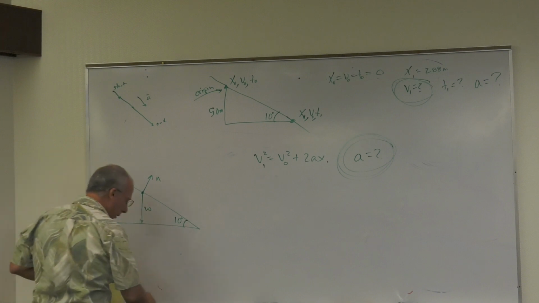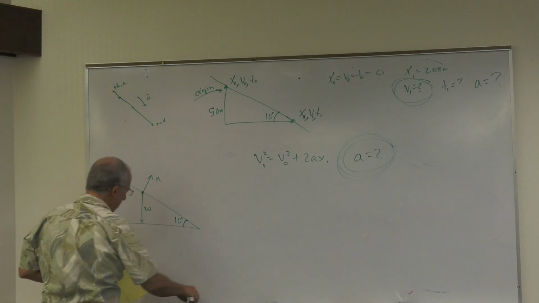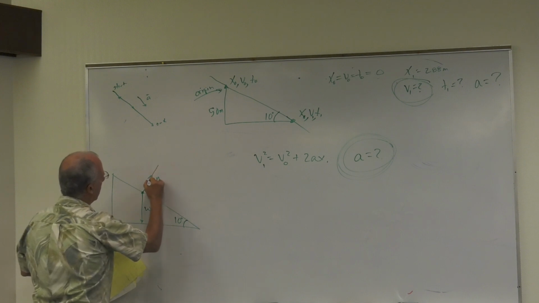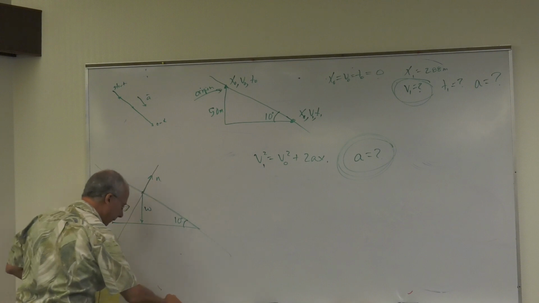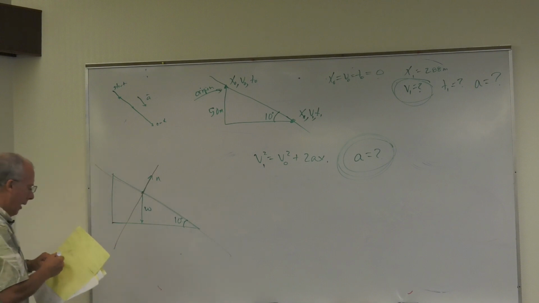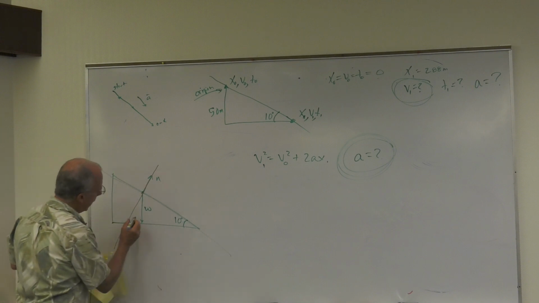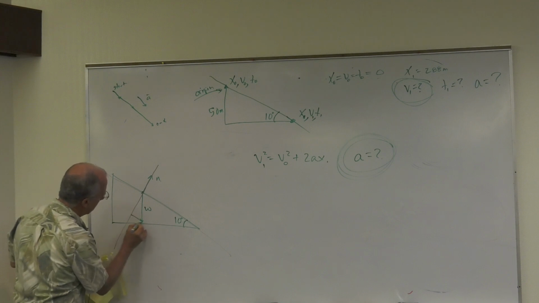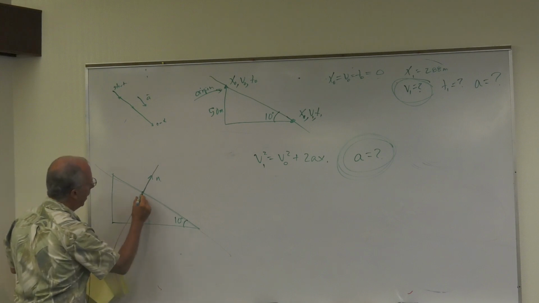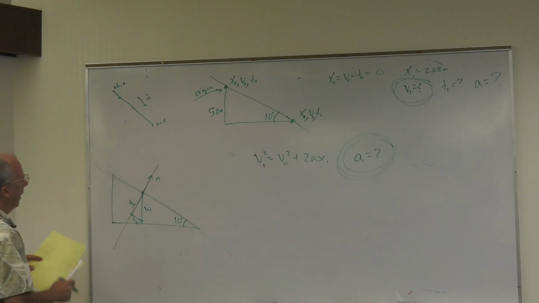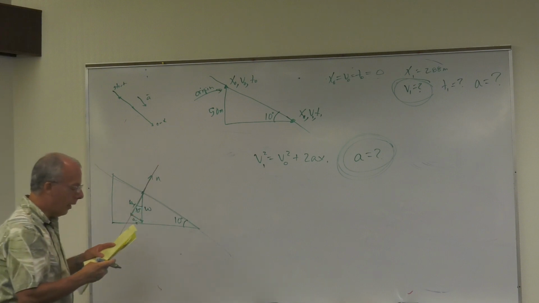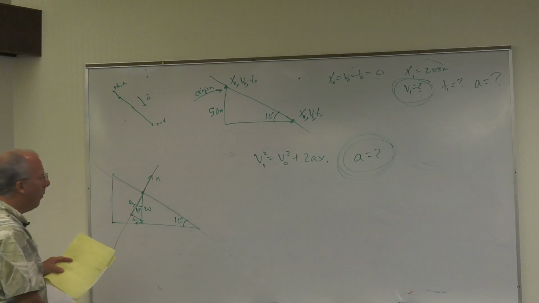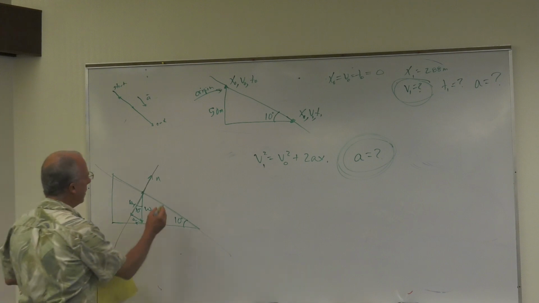So let's tilt the axis. Might as well. We can always do it. So there's our y-axis, and here's the x-axis. And so here's Wx, and here's Wy. All right. Again, if that's 10, this is 10. So let's do it. Now, all we want is a, right? And a is this way.